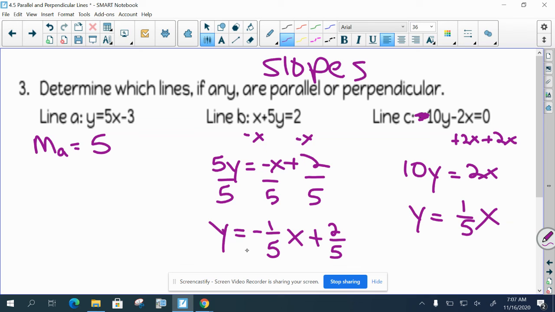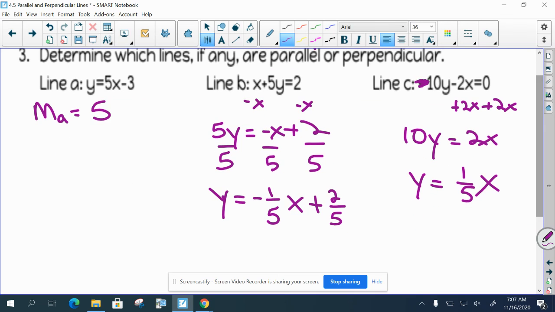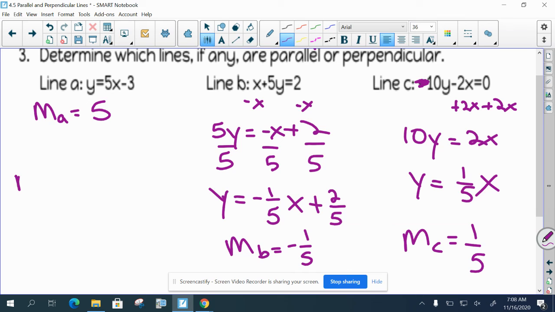All right, so are there any parallel lines? No, because these slopes are not the same. So here, the slope of line B is -1/5. The slope of line C is +1/5. Right, so 5, there's no other one that has a slope of 5, so none that are parallel, so no parallel lines.